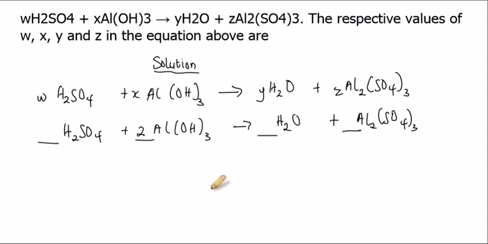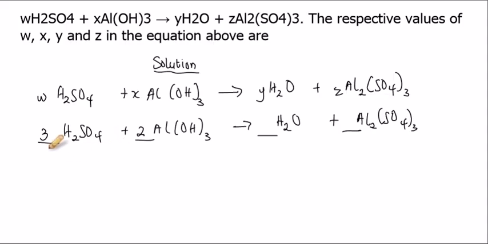Then the next element, let's consider sulfur. We have 1 on the reactant side, and on the product side, this 3 here will be affecting each of the elements present in the compound. So we have 3 multiplied by 1, that's 3. So to balance this as well, since we have 3 atoms of sulfur on the product side, let's add 3 also. This makes it 3 on the reactant side.